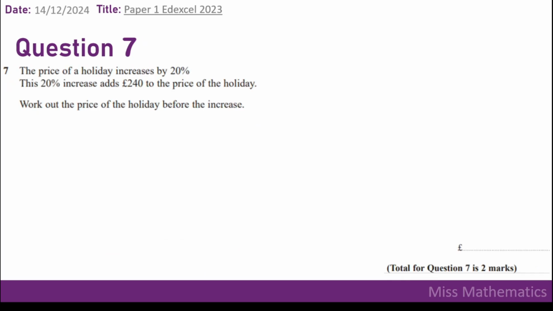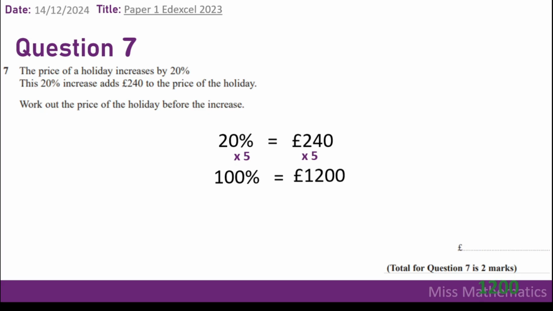Question 7. The price of a holiday increases by 20%. This 20% increase adds £240 to the price of the holiday. Work out the price of the holiday before the increase. So the 20% increase is equal to £240. Remember, the price hasn't gone up to 240, it's gone up by 240. So 20% is equal to 240. Then to find 100%, we times this by 5, and we have to times the other number by 5, so 240 times 5 is £1,200. So before the increase, the holiday was £1,200.